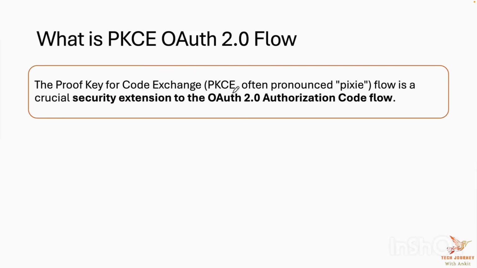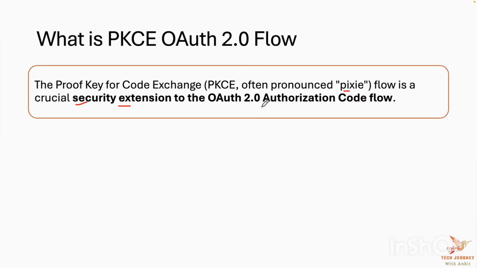The PKCE flow is also referred to as "Pixie", because very commonly you will hear, if you go over the documentation or listen to any audio, that they generally call it Pixie. So it's the same thing. The actual name here is PKCE, proof key for the code exchange, right? And it's an extension. It's not a complete flow. It's a security extension to the OAuth authorization code flow.